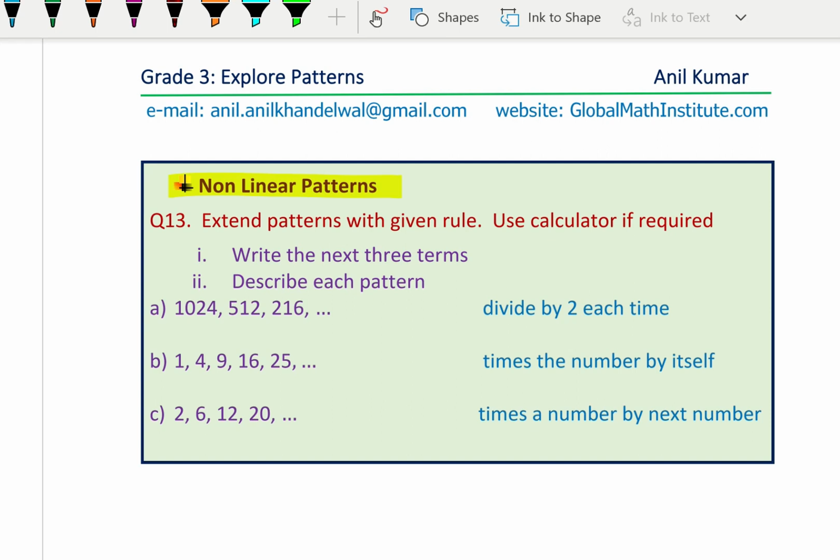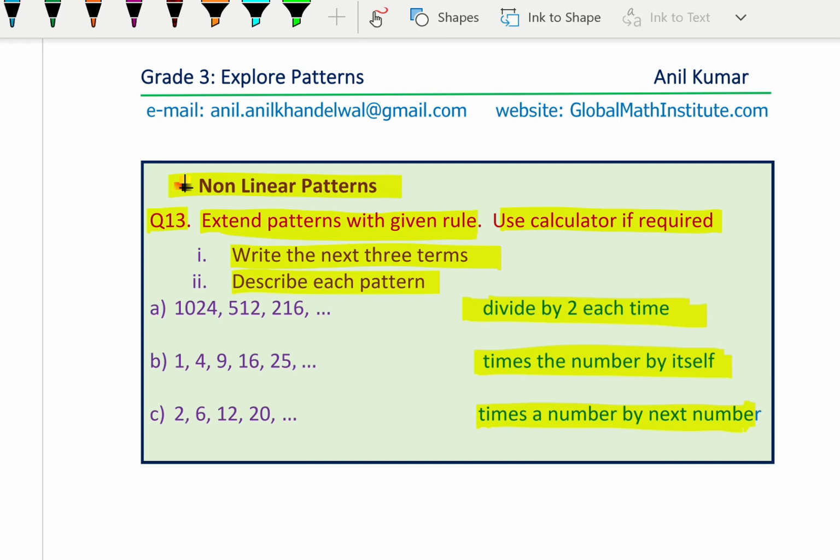So let's look into question number 13, which says extend patterns with given rule. So these are the rules which I have already given to you. Using these rules, extend patterns, okay? Use calculator if required because these are big numbers. So you should write the numbers using calculator. You have to do two things here. First thing is write the next three terms, use the rule, right? Then describe each pattern in your own words. You can again use the rules which are already given to you, but try to describe like start at this number and then do that. That could be a good description for your patterns.